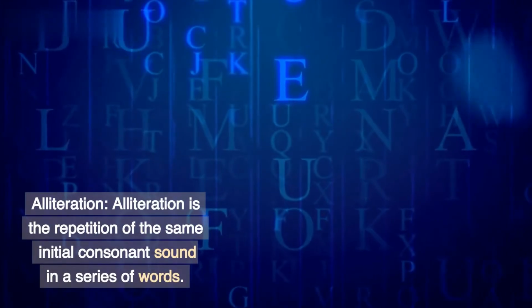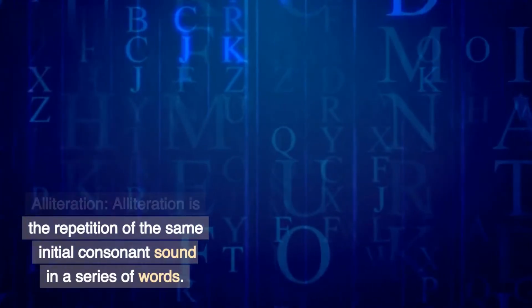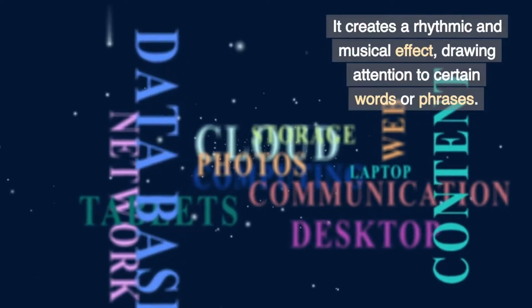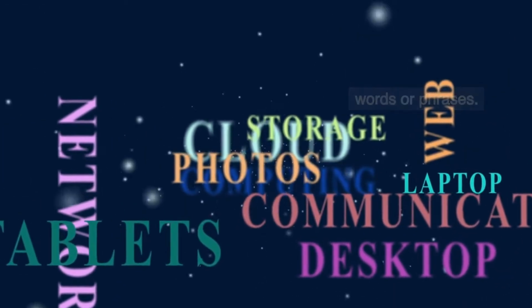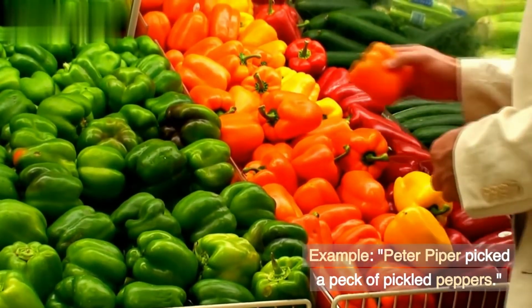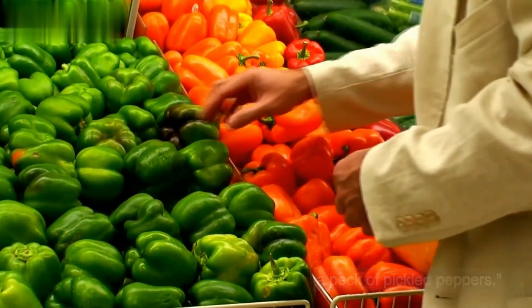Alliteration. Alliteration is the repetition of the same initial consonant sound in a series of words. It creates a rhythmic and musical effect, drawing attention to certain words or phrases. Example: Peter Piper picked a peck of pickled peppers.